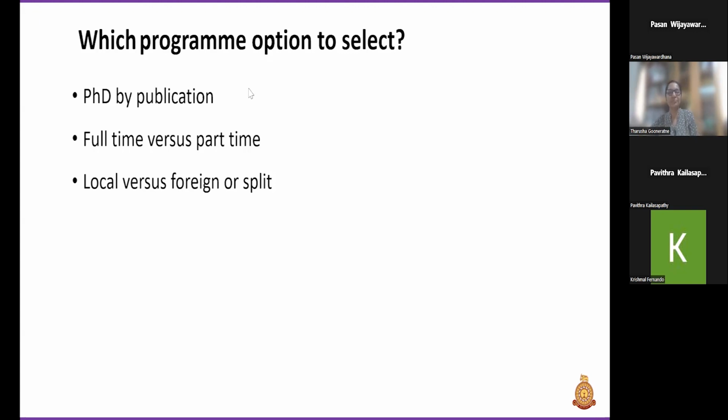Right. Okay. And then there's the other option, local versus foreign or split. Again, there is no one correct thing. You have to look at what really works for you. As you can see, we have many who have completed quality PhDs, starting from late Professor Jayakodi, then Arosha, Sujiva, Ruangi, and there are several in the pipeline who are doing very good studies but doing local PhDs. So don't be under pressure or think you have to go abroad.